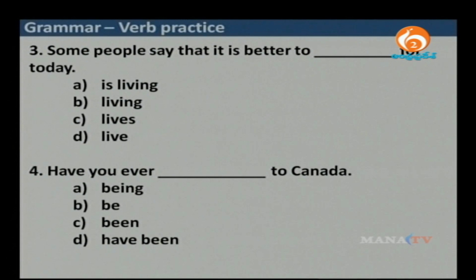Number 4. Have you ever dashed to Canada? Have you ever been to Canada? Have you ever be to Canada? Have you ever been to Canada? Have you ever have been to Canada? Since I already have the word have in the beginning, I don't need to use it again. So 4C is the correct answer. Have you ever been to Canada? Which means, have you ever visited Canada?